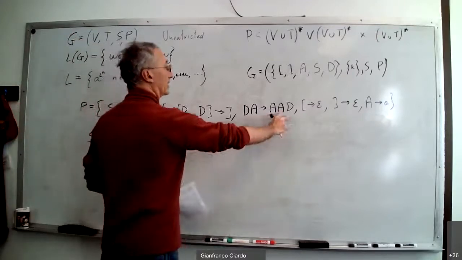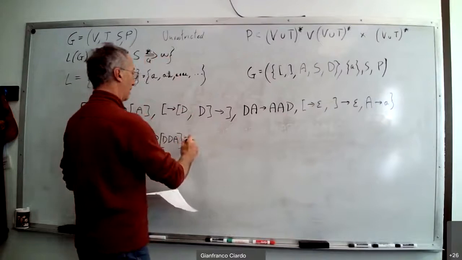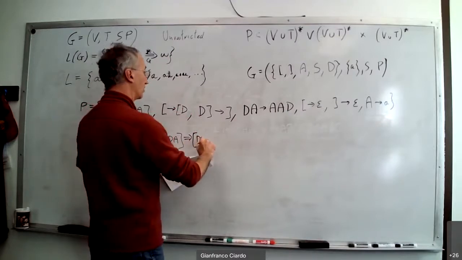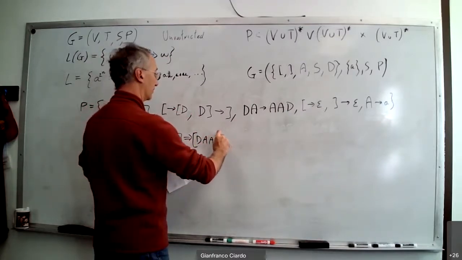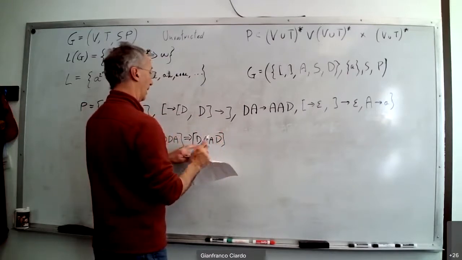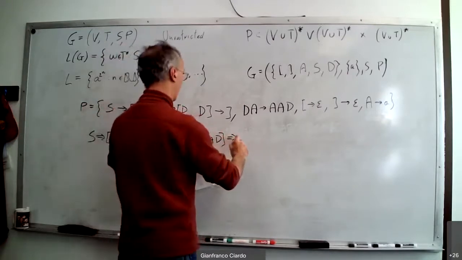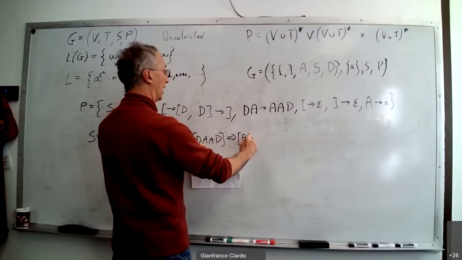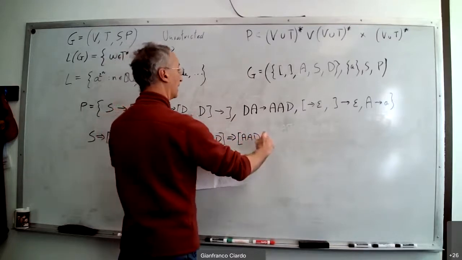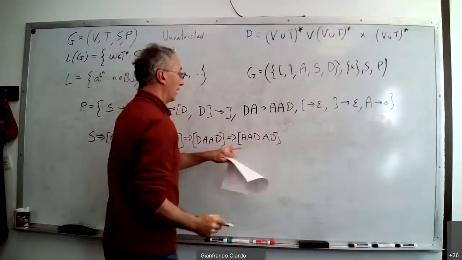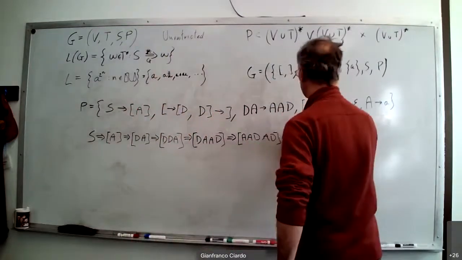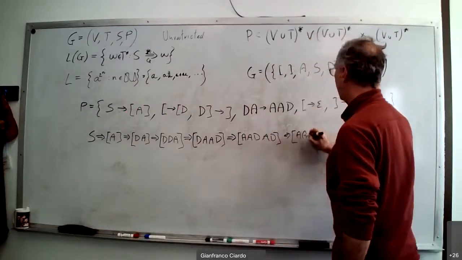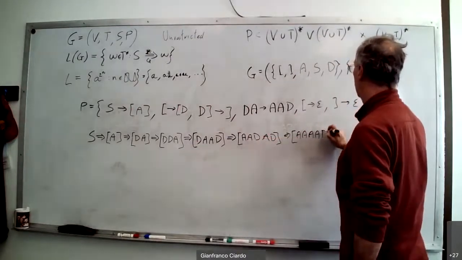Then we're going to apply these as much as we can, right? So DA, I have left D, DA goes to A, D. And then DA again here, this DA goes to AAD, and then I still have the AD there. And then this DA again goes to AAD. So now I have AA, DA goes to AAD.